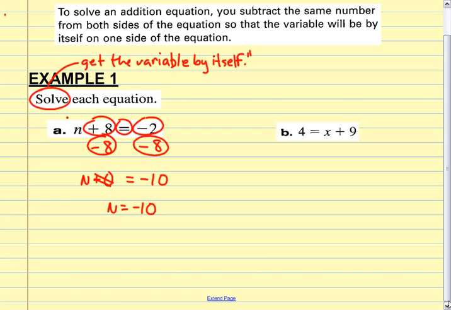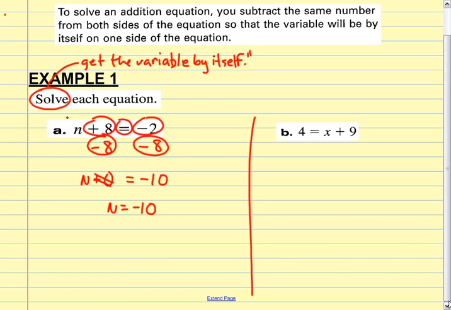Okay? All right? Emma, let's look at the next one. Okay? Now I'm going to draw a line right here. Emma, what's the variable? X. X. Is it by itself? No, it's not. It has +9 with it, doesn't it? We want to get it by itself.